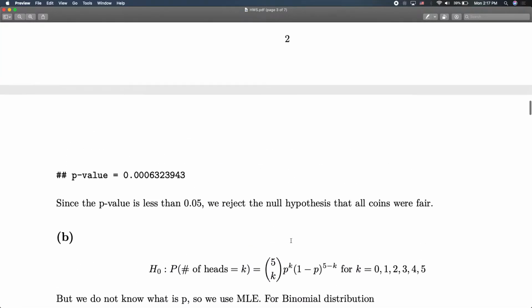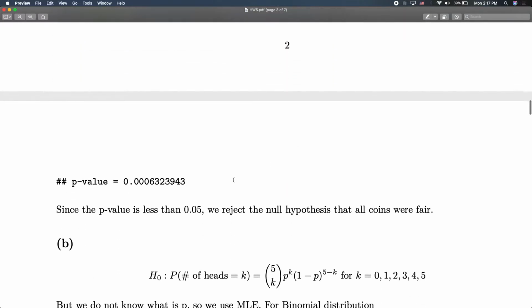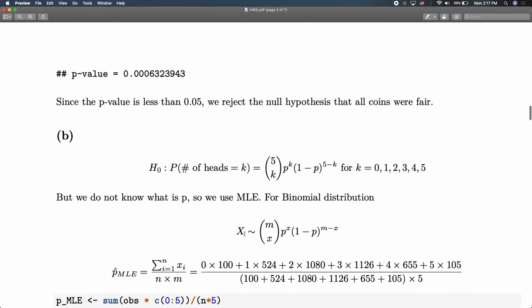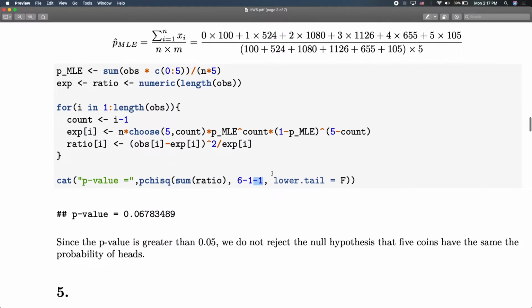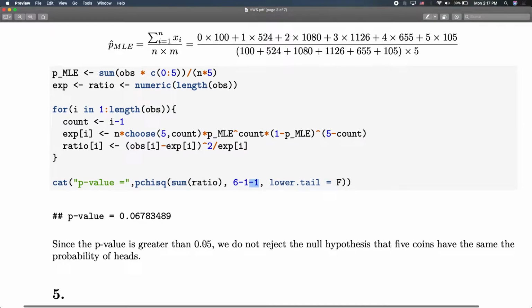So in this case, when p equals 0.5, it seems like we reject the null. And once we have this additional information, we do not reject the null. But it may not necessarily be 0.5 anymore. Yeah, but our conclusion is that we do not reject the null.